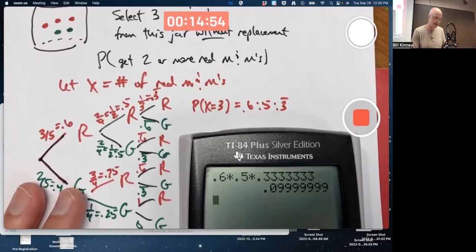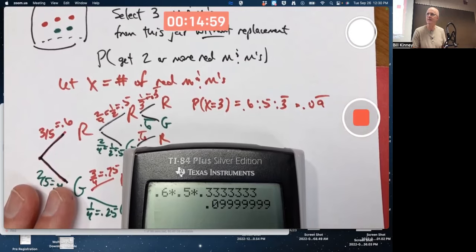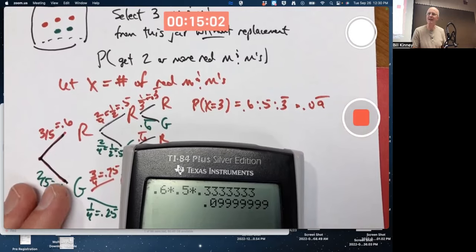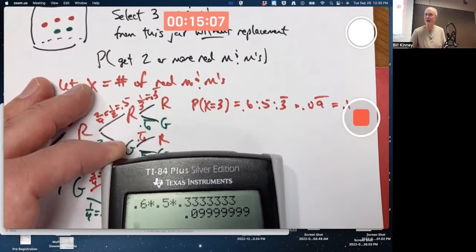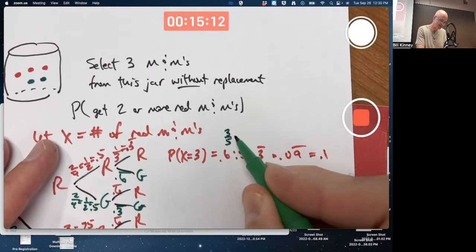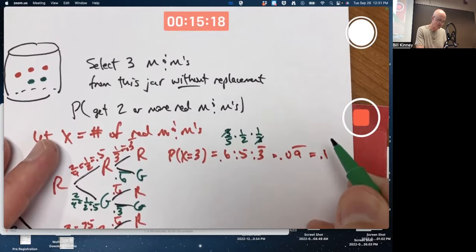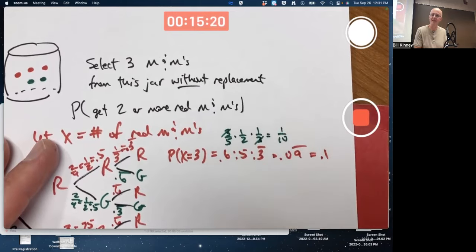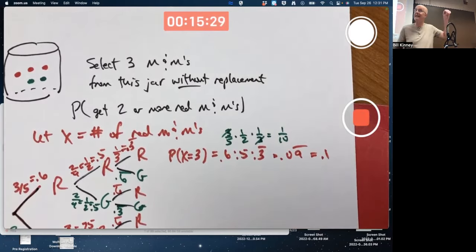Maybe I should have just divided by 3. Looks like it's 0.09 repeating. Actually, that's funny. That's the same as 0.1, actually. If you don't believe me, check it out with fractions. 3/5 times 1/2 times 1/3. The 3's cancel, and this simplifies to 1/10. 0.09 with the 9 repeating is the same as 0.1. Actually, these are the exact same numbers. It's just like 0.9 repeating equals 1. I don't know if you've ever heard that before, but it's true.